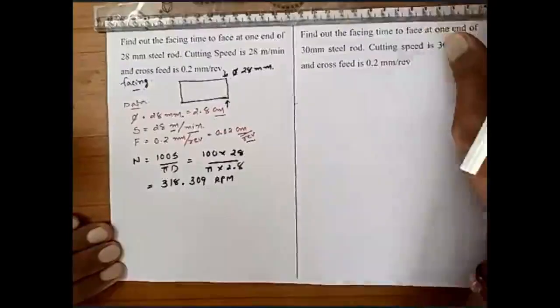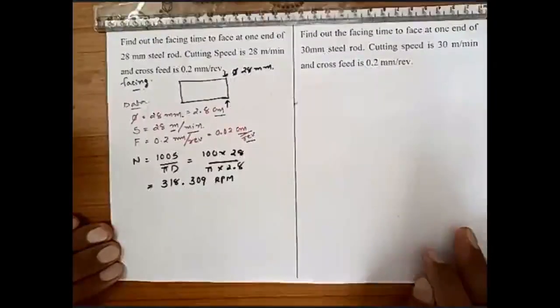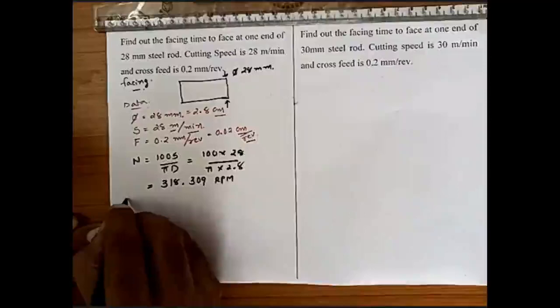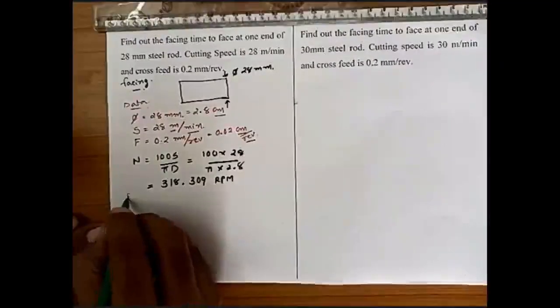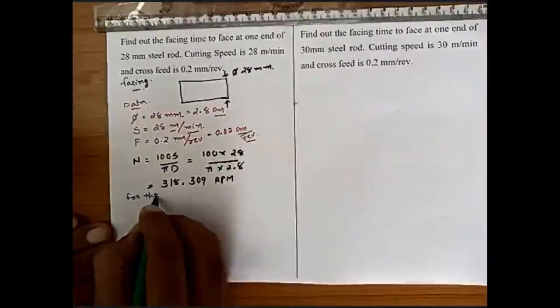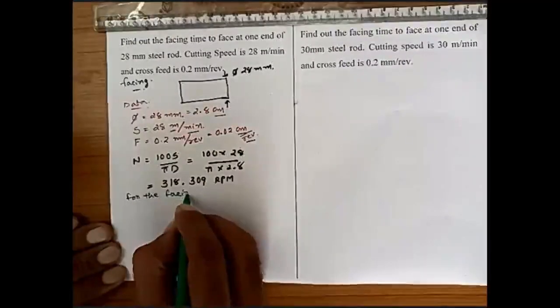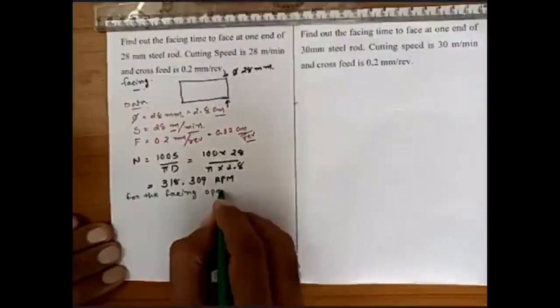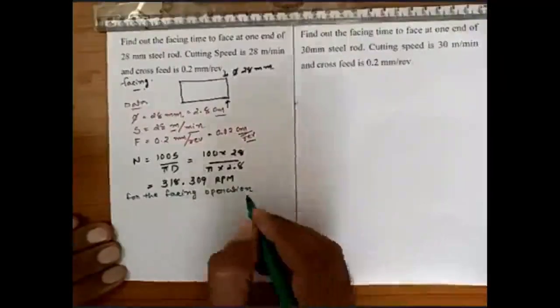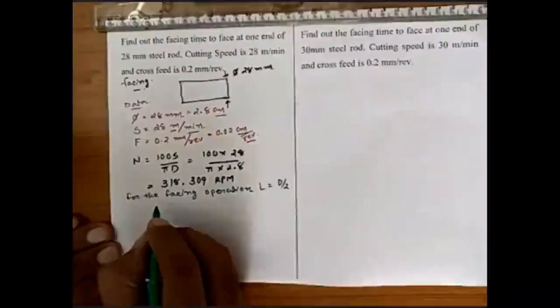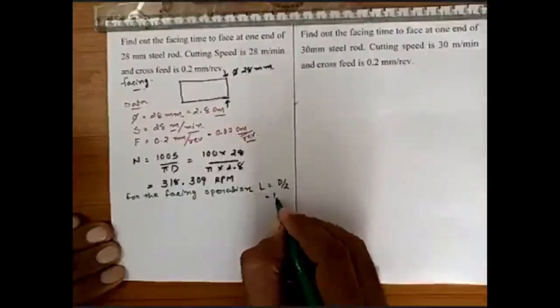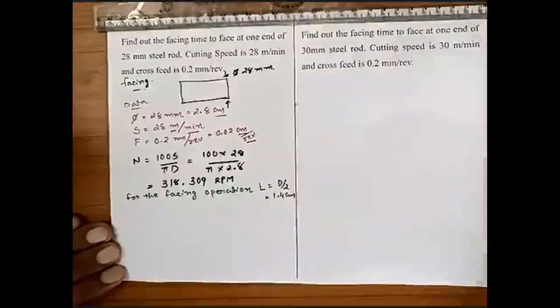Now calculate the facing time. So facing time T is equal to L upon Fn. But here, for the facing operation, L is equal to D by 2. So L is equal to 1.4 centimeter.